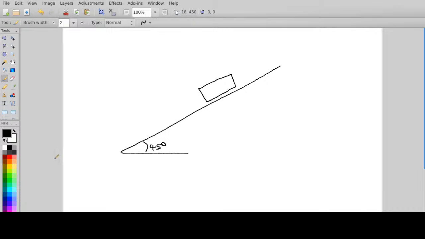Step number two is to identify all the forces, and I would go in order: gravity first, and then normal, friction, and any tension. But gravity first, that's the important one. Now we're going to attach all of the forces right to the middle of the box, so I'm going to put a little dot there like that.